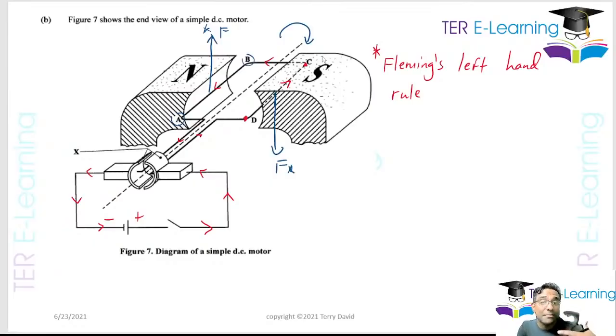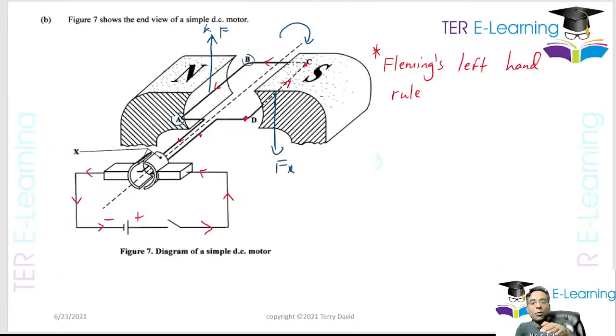This is about 9 marks, to explain how this thing works. Now, one key thing that you need to indicate here is the reason why we use a split ring. When the coil flips, this is what's happening. The coil is going to rotate in a clockwise direction.